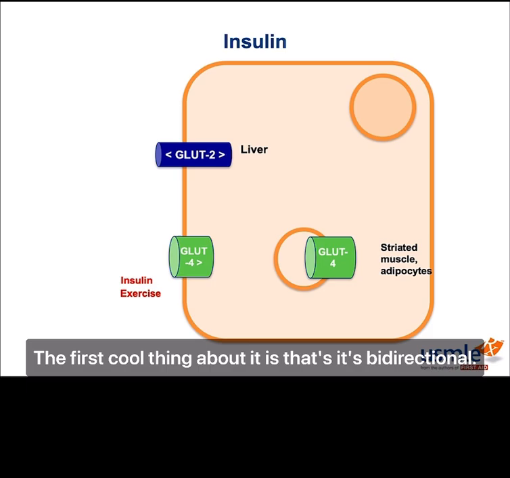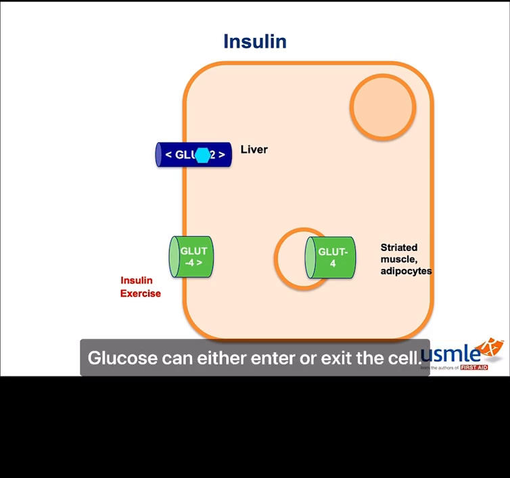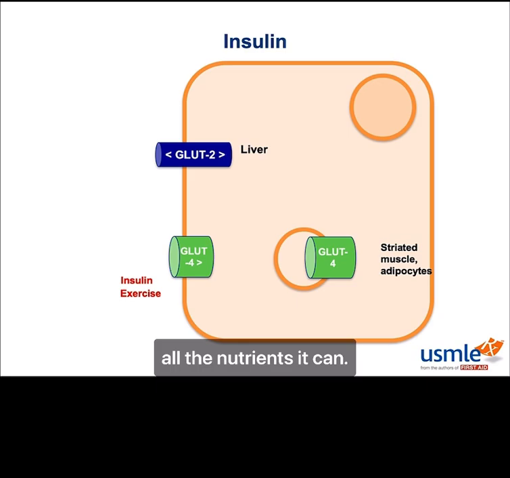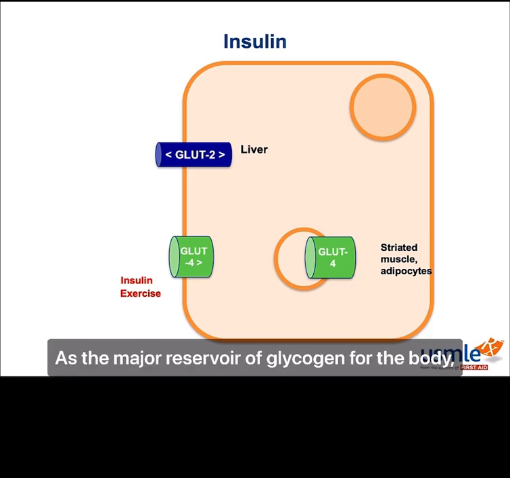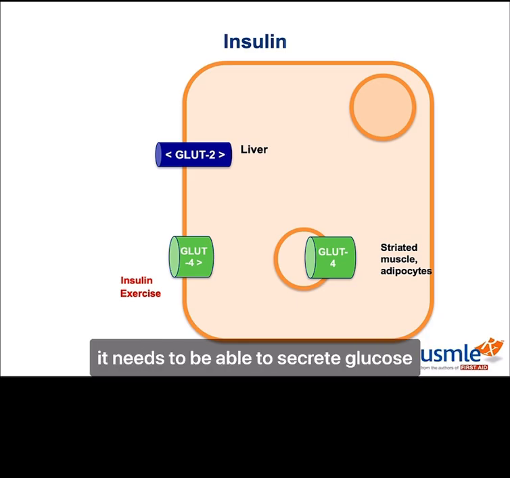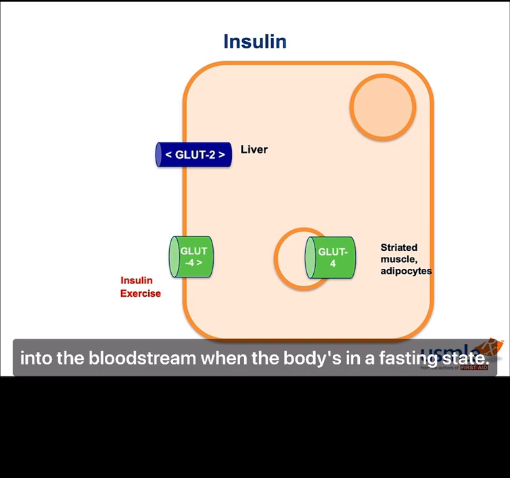The first cool thing about it is that it's bidirectional. Glucose can either enter or exit the cell. Now, why is that so important for the liver? Because unlike other cells, the liver doesn't just want to suck up all the nutrients it can. As the major reservoir of glycogen for the body, it needs to be able to secrete glucose into the bloodstream when the body's in the fasting state.